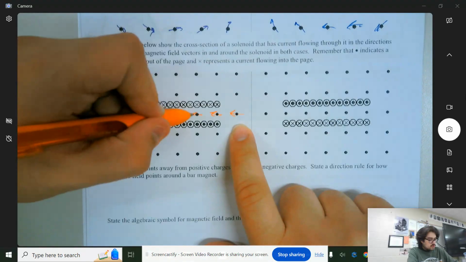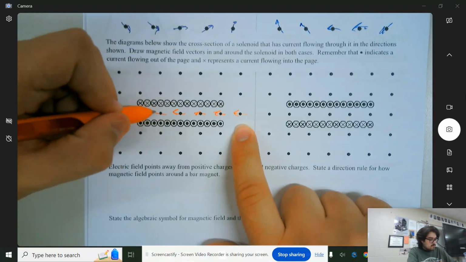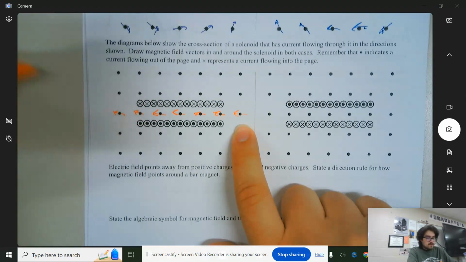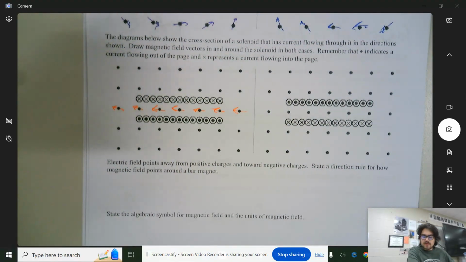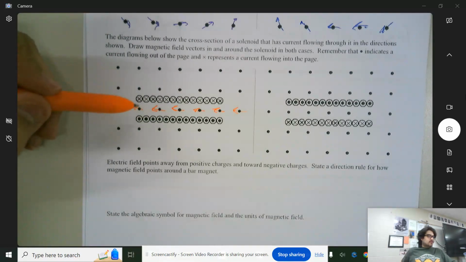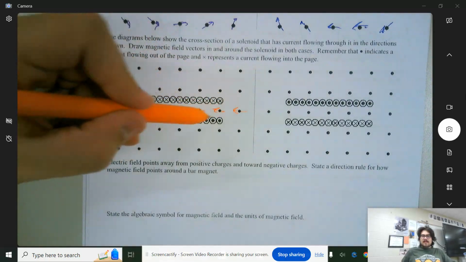Boom, boom, boom. Okay, you get the point, right? Now what's going to happen on the outside of the solenoid? So what's actually going to happen is outside of the solenoid, the magnetic field lines are going to loop around and come back into the solenoid.